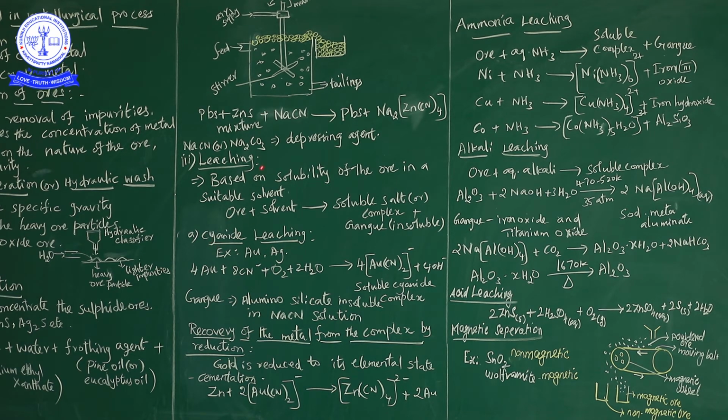In this leaching process, the ore is dissolved in a suitable solvent. It forms a soluble salt or complex. When the ore dissolves in the solvent, it may form a soluble salt or a complex, but the complex is soluble, present in the solvent. And then the gangue is present, but it is insoluble.